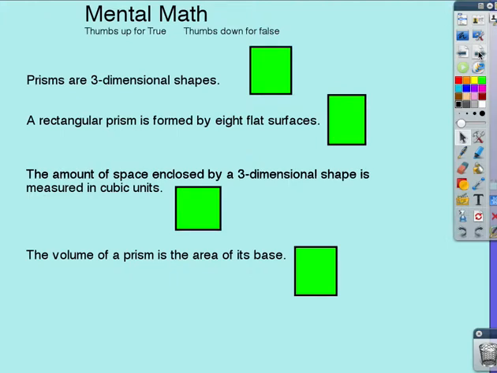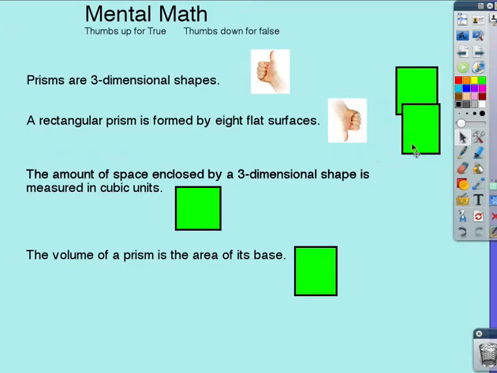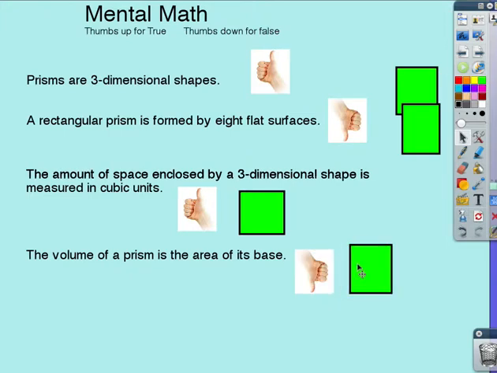True or false? Prisms are three-dimensional shapes. That is true. A rectangular prism is formed by 8 flat surfaces. That is thumbs down. It is formed by 6. The amount of space enclosed by a three-dimensional shape is measured in cubic units. That is correct. And the volume of a prism is the area of its base. That is not correct. It's the area of its base times the height, or how tall that figure is.